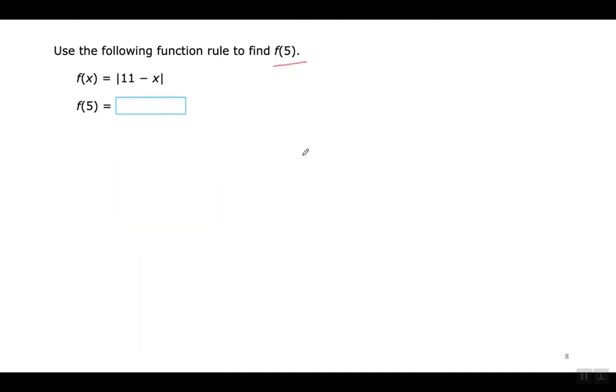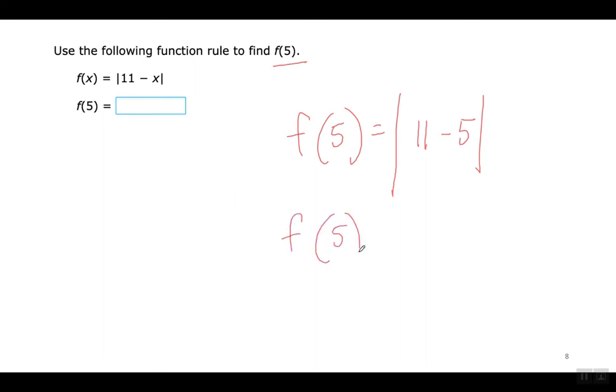Find f of 5. I substitute the 5. This is just basic math. It's 11 minus 5 is 6. And the absolute value of 6 is 6. Crazy. Okay? El valor absoluto de 6 es 6.